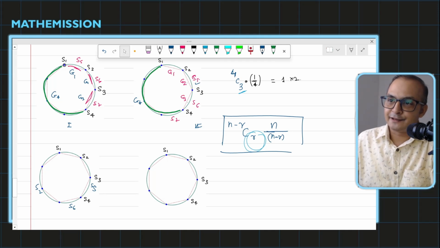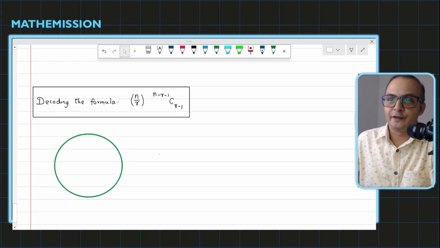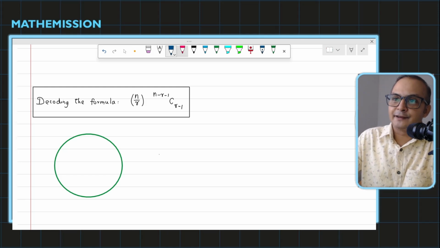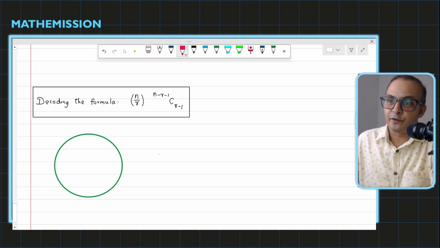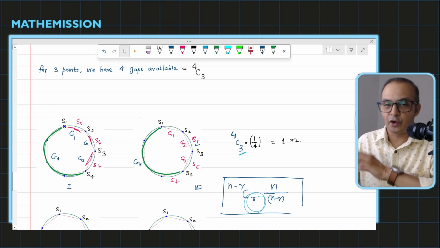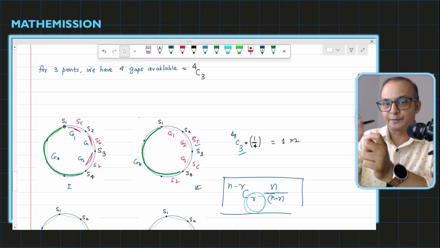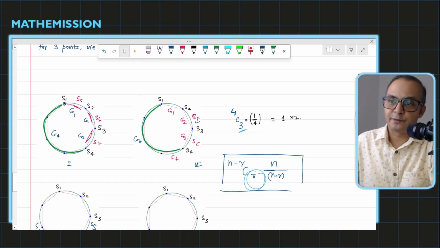Now the second formula is this one. How do we decode it? For the first formula, we thought everything in the gaps form. But here we don't have to think in this way.